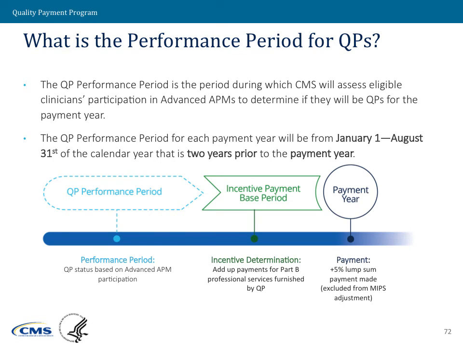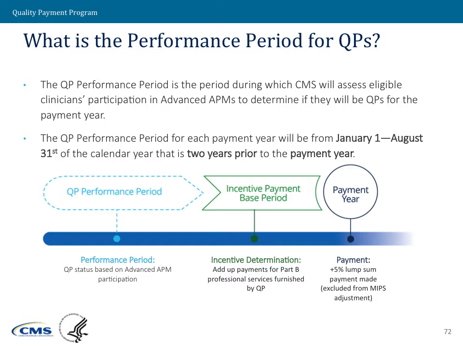Now we'll get into laying out how we actually look at these things over time, what periods of time we use to do these assessments, and then how we actually calculate the amount of that 5% lump sum payment reward. So first, on the left-hand side of this graphic, you'll see there's a QP performance period. And that's where we look at, are clinicians participating in an advanced APM? And if so, do they meet that threshold as a group? If so, we identify them as qualifying APM participants using that QP performance period data.